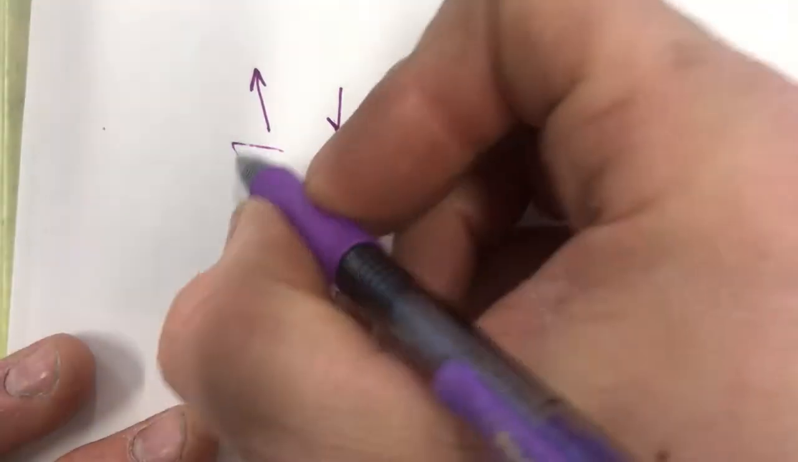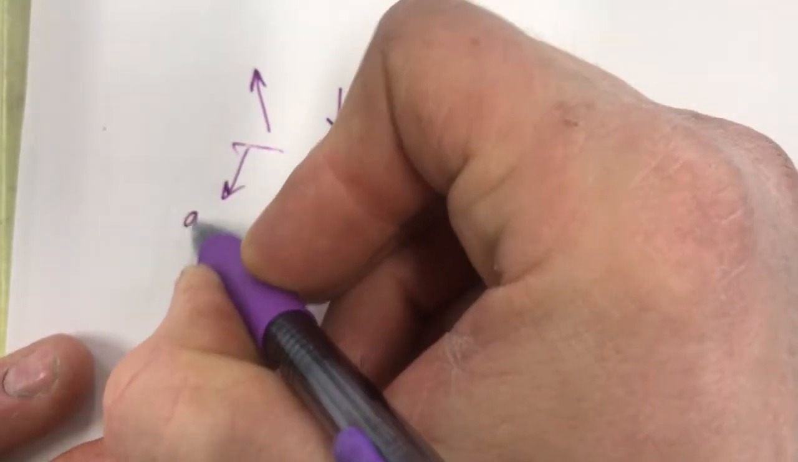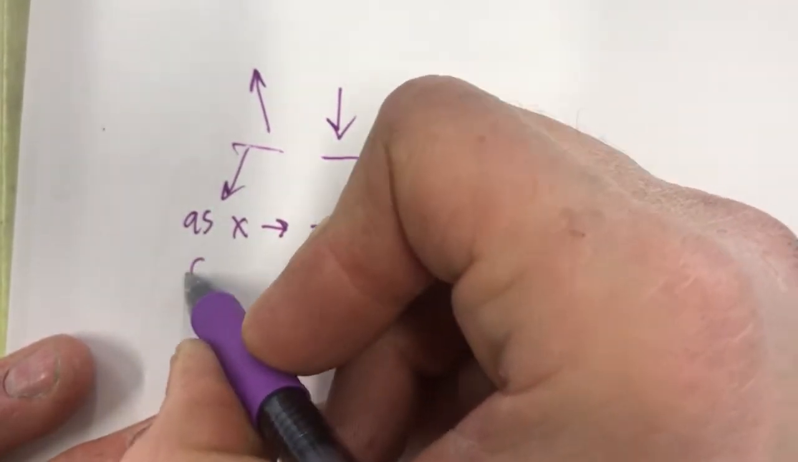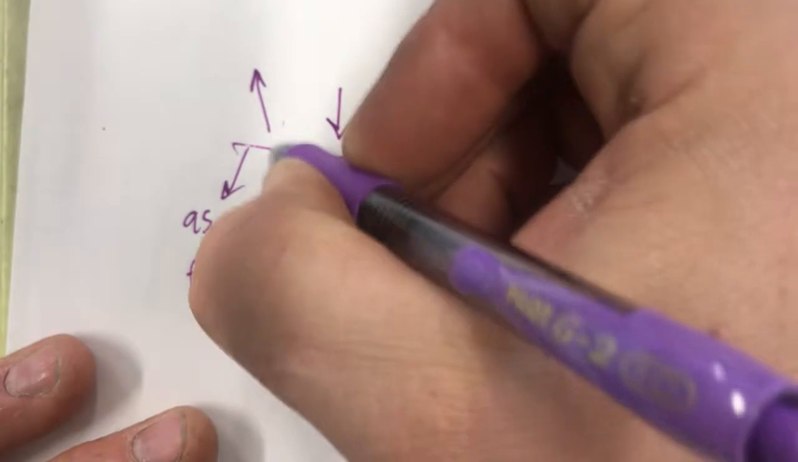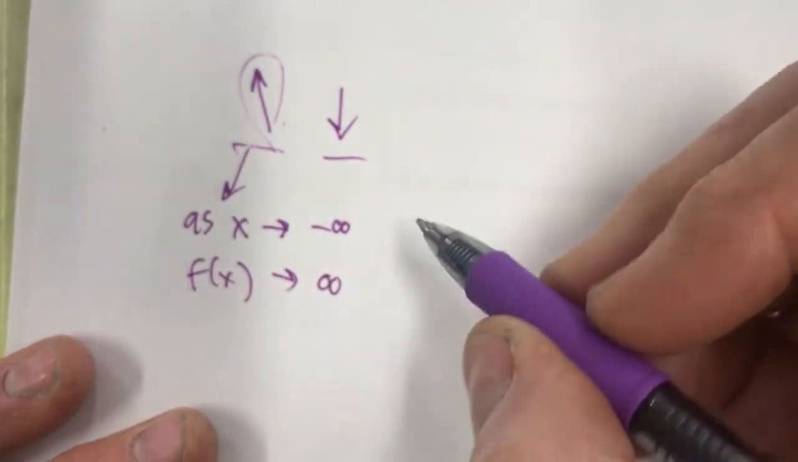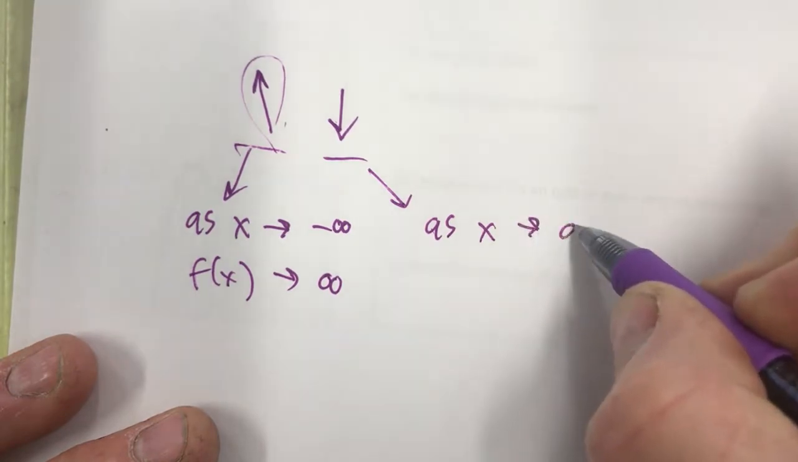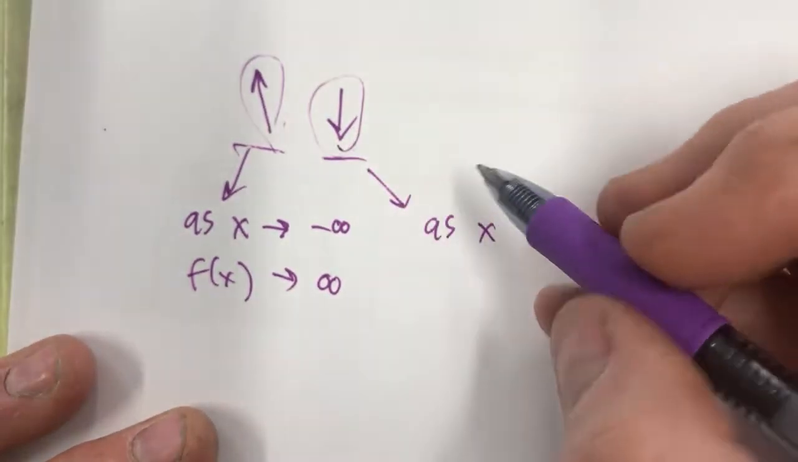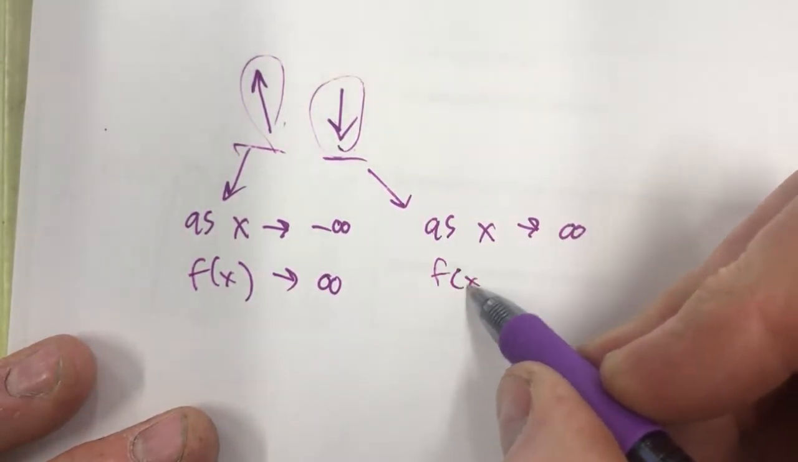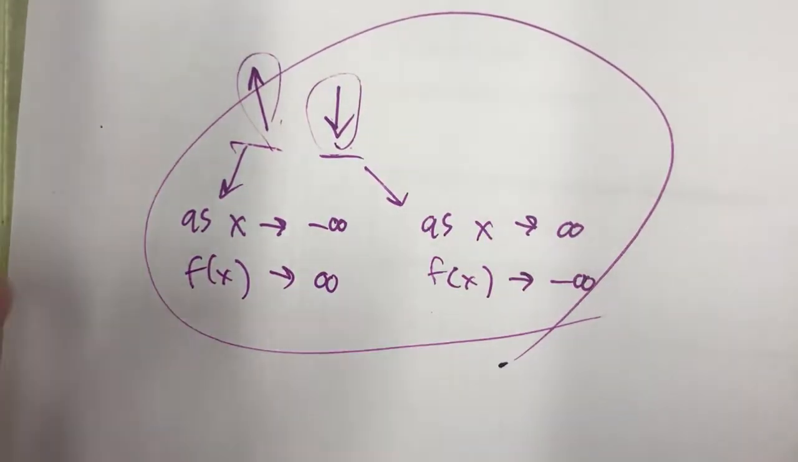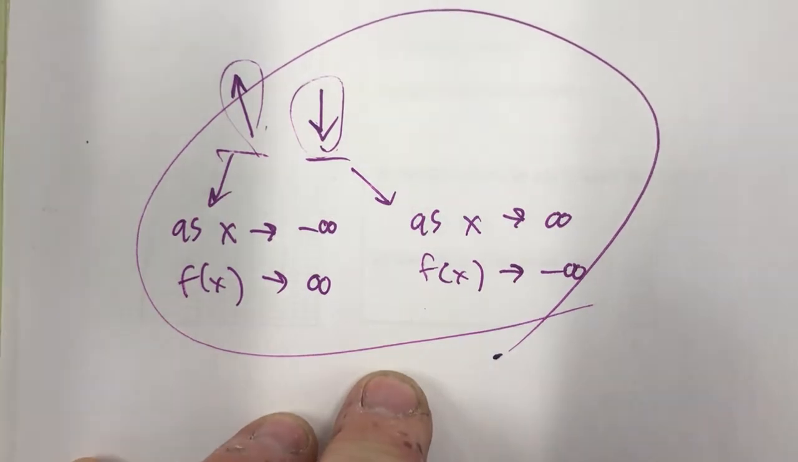So on this one right here, as x approaches negative infinity, the function of x approaches, it's going up, positive infinity. On this one, as x approaches infinity, this is going down, so that means the function of x approaches negative infinity. So here's what's happening with these arrows. That's what these arrows mean.